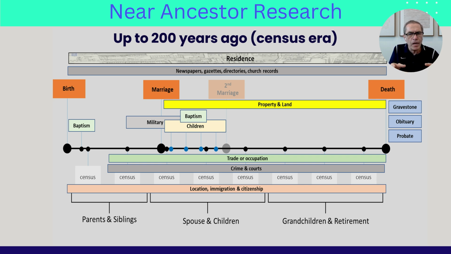I won't go into this diagram in too much detail, but if you can touch on all those things: residence, newspapers, vital records, land records, baptisms of children, any military records, gravestones, obituaries, probate, trades, occupations, and maybe to come across the courts, you'll have a wealth of information about any particular person in your tree.